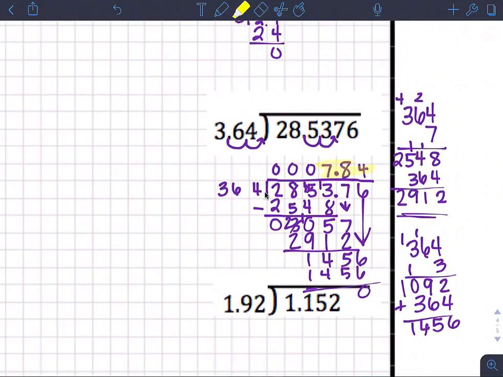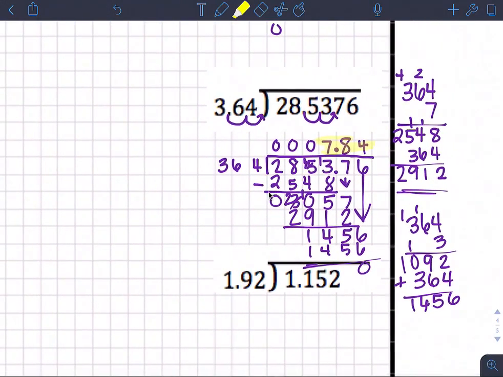Alright, I hope that helps. Those are just a few types of examples for dividing decimals.